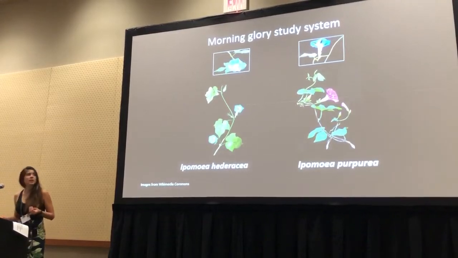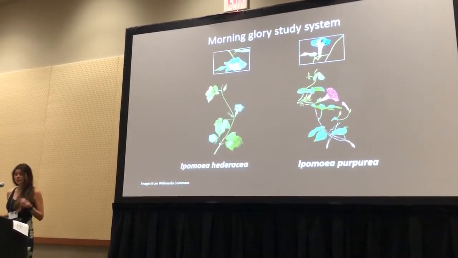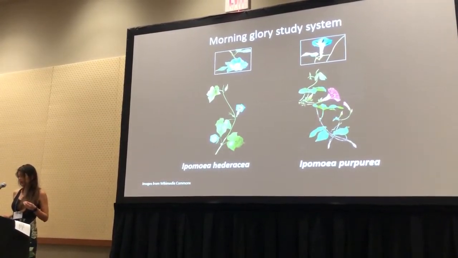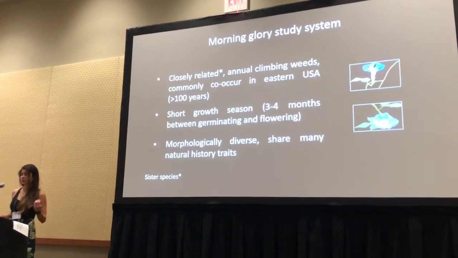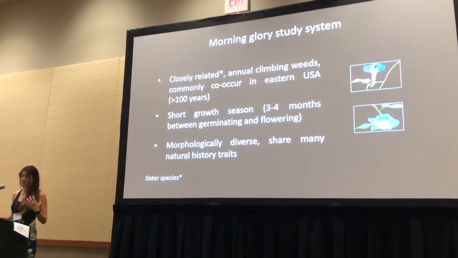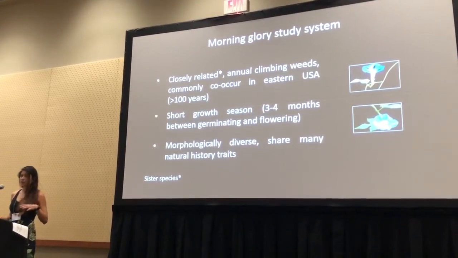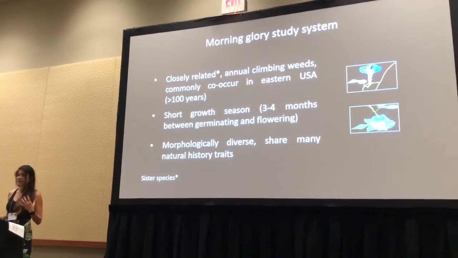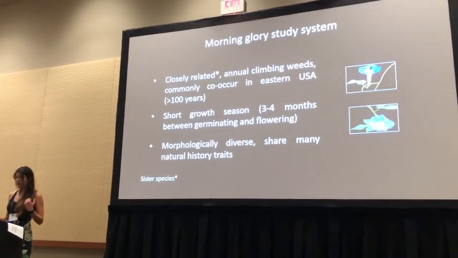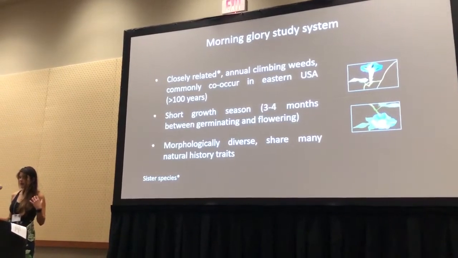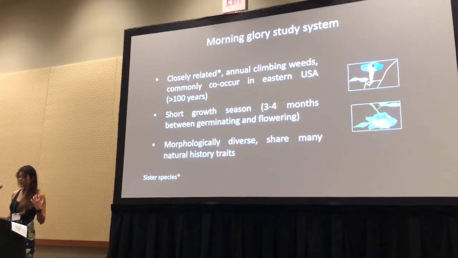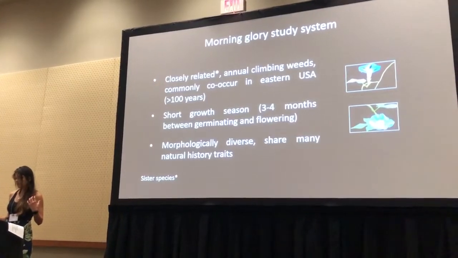I'm examining this question in a morning glory study system of Ipomoea hederacea and Ipomoea purpurea. These are ideal because these species are closely related, they're sister species, and they commonly co-occur in the eastern USA. They've been known to co-occur for at least 100 years. They have short growth seasons, 3 to 4 months between germination and flowering. They're morphologically diverse and share many natural history traits.